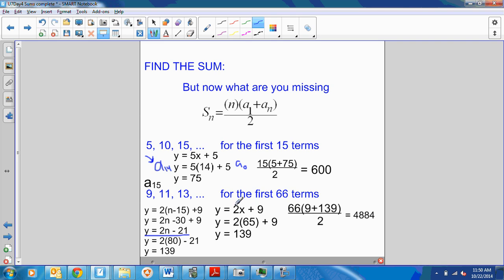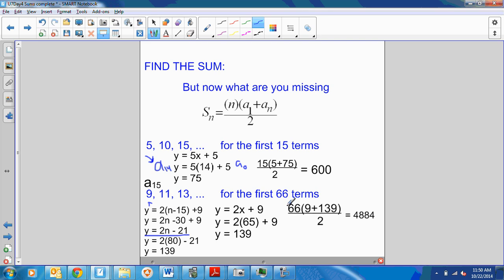Here's what I would do, probably a little bit easier. Call this your 0. Think of it as your 0. I'm starting at 9, I'm going up by 2. If I have to find the 66th term past where I started, which was at 9, I just plug in 65. Kind of like the one we did above. I still get 139 from both, but the n is 66. 9 plus 139 divided by 2 is 4884.